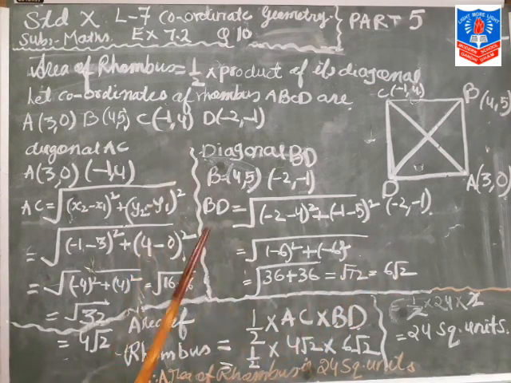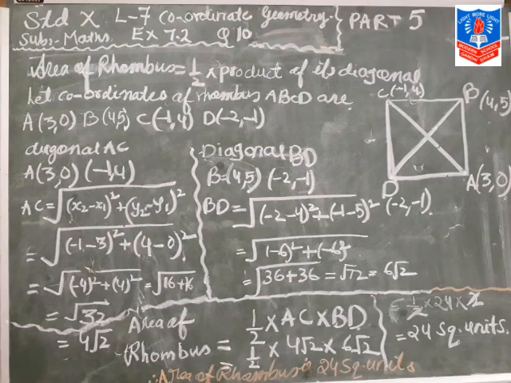Clear? So now area of a rhombus. Half into diagonals. Okay. Diagonal AC and diagonal BD. So half AC, what's the answer? 4√2. And this one BD, 6√2. So I can write half. 6 4s are 24. √2 into √2 what does it become? Only 2. So 2 we can cut and we will write 24 square units.